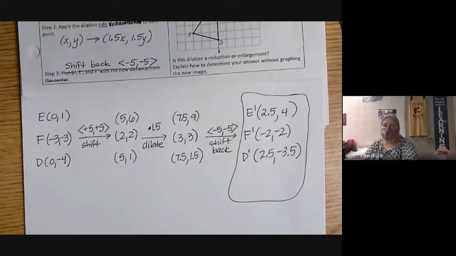So it's a 3-step process. It's just that you have to do it to each point. Shift it all, however it takes to get your center to 0, 0. Do your dilation, shift it back.